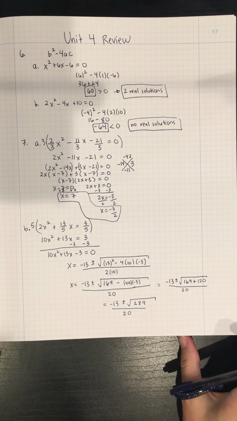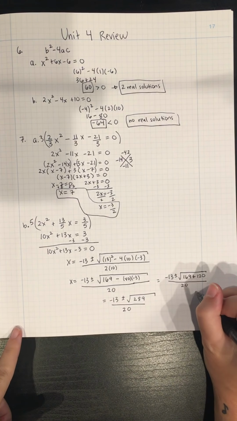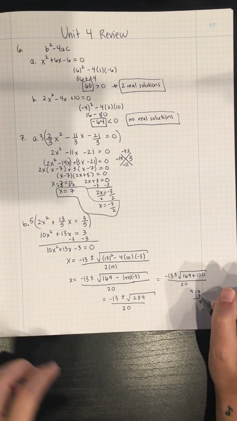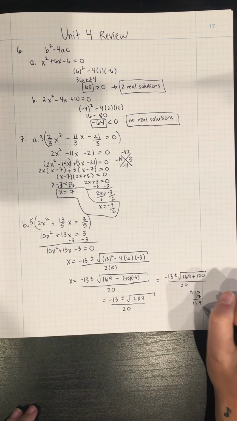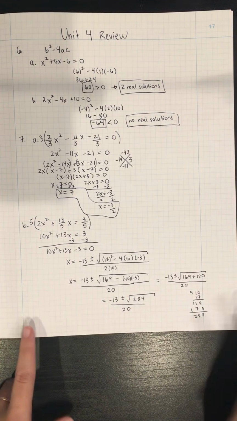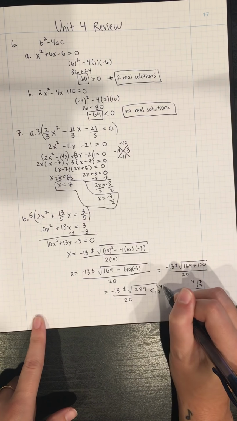So there is a nice square root of 289. I think it might be 17. I'm going to check really quickly. 7 times 7 is 49. 119, 0, 7, 1. Yes, it is 17. So 289 is 17 and 17.